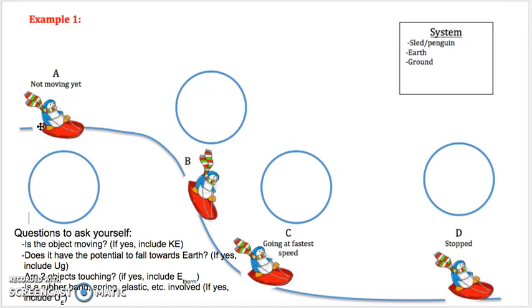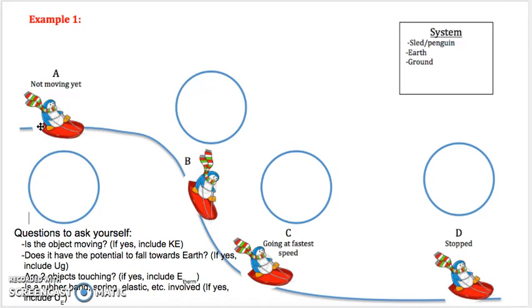Third question, are 2 objects touching? If yes, we should include thermal. In this situation, yes, the penguin and the sled are touching the ground or the hill, but I'm actually going to ignore thermal energy because when we have a slippery surface like snow, we know that there is such extremely small friction that would result in an extremely small amount of thermal energy. If you want to add a little bit of thermal energy into that first pie chart, feel free.